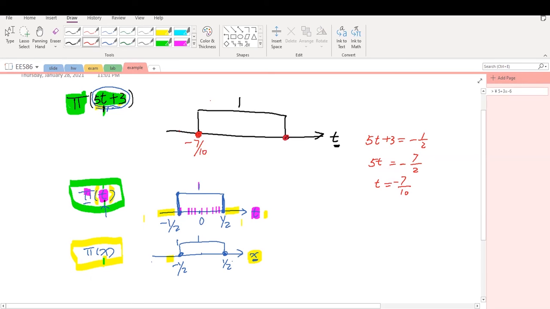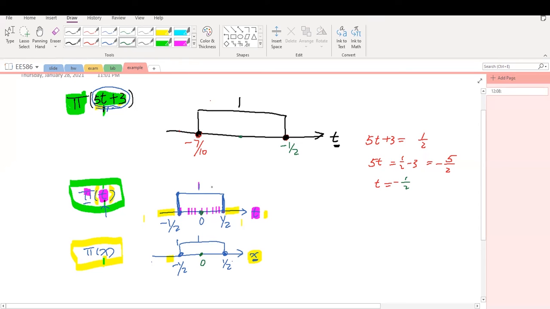For the other value of t, we do the same. When this whole thing equals half, the function value is going to change. We need to solve this equation: 5t plus 3 equals half, so 5t equals half minus 3, that equals minus 5 divided by 2. Therefore, t equals minus half. So here that's minus half, and here that's minus 7 divided by 10. We also need to find the middle point.